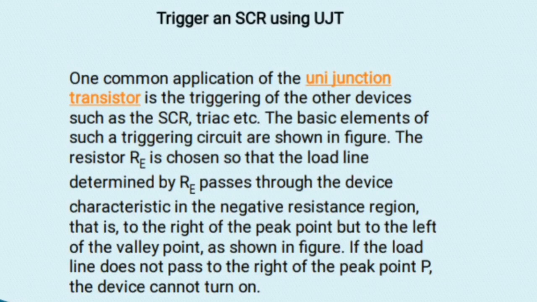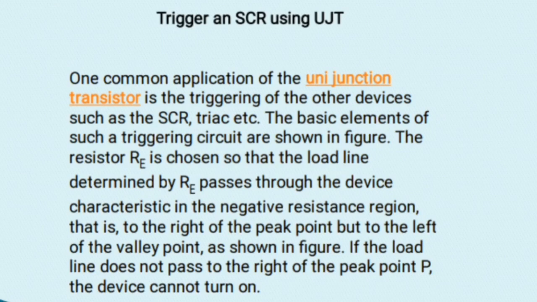Now returning to the project, first of all we will see how to trigger an SCR using a UJT. One common application of the UJT is the triggering of other devices such as SCR, TRIAC, etc. The basic elements of such a triggering circuit are shown in the figure. The resistor RE is chosen so that the load line determined by RE passes through the device characteristic in the negative resistance region, that is, to the right of the peak point but to the left of the valley point.